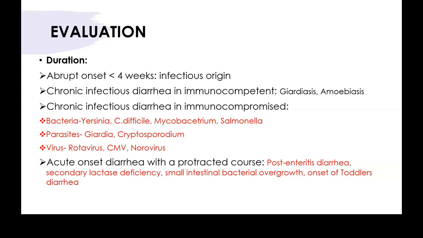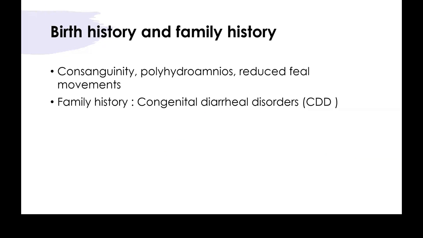So birth history and family history is also important in evaluating a patient. So presence of consanguinity, polyhydramnios, and reduced fetal movements all suggest a congenital diarrheal disorder. As I said, almost all the congenital diarrheal disorders are autosomal recessive in inheritance, so you have to think about consanguinity. And especially conditions like congenital chloride diarrhea, congenital sodium diarrhea, which can have polyhydramnios in the antenatal history.